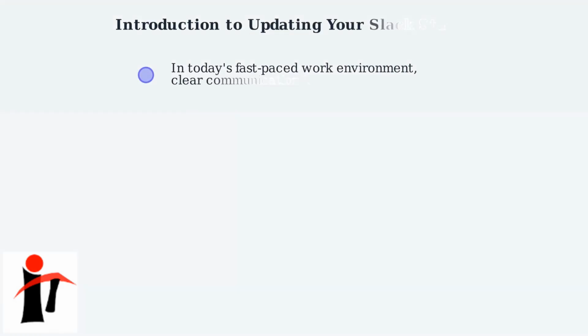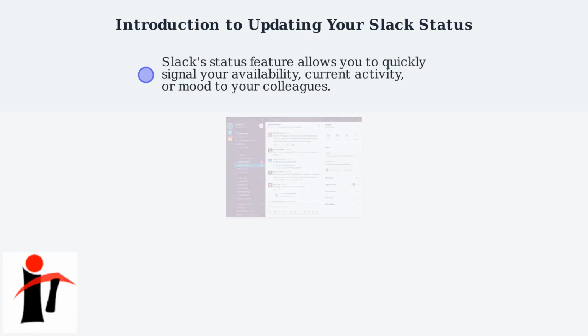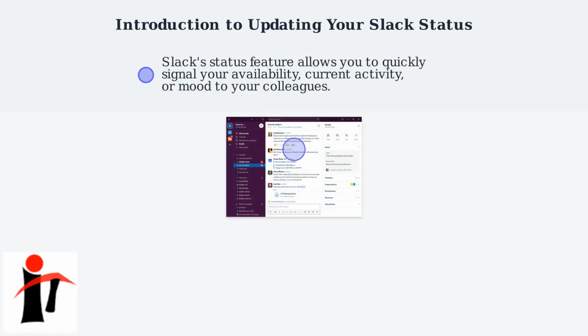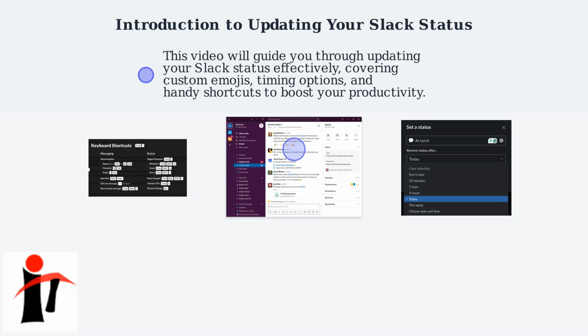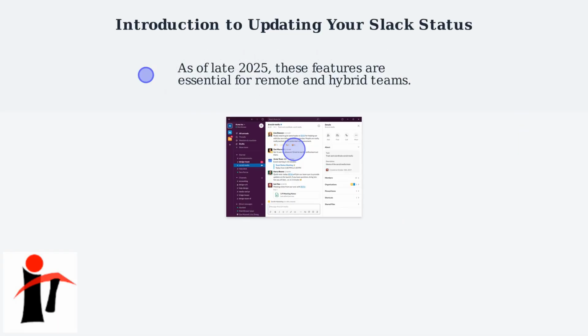In today's fast-paced work environment, clear communication is key. Slack's status feature allows you to quickly signal your availability, current activity, or mood to your colleagues. This video will guide you through updating your Slack status effectively, covering custom emojis, timing options, and handy shortcuts to boost your productivity. As of late 2025, these features are essential for remote and hybrid teams.